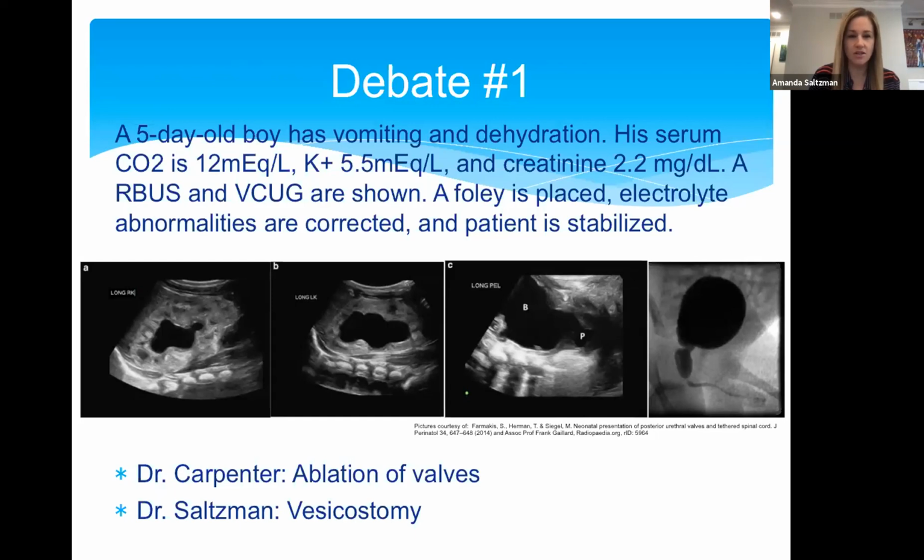Can you guys see my cursor here or no? Probably not. Okay, so on the right, on the VCUG, basically, you can guess maybe there's a little defect there where there would be a valve, and then you see a very wide posterior urethra.